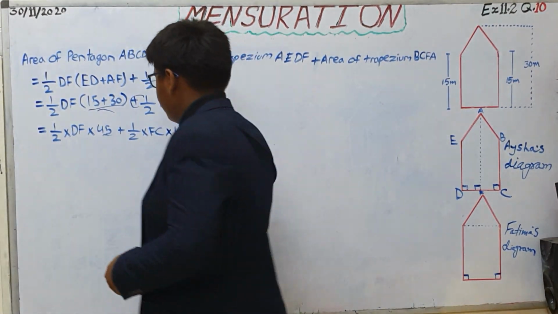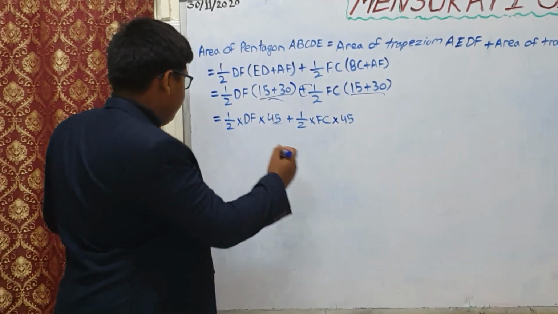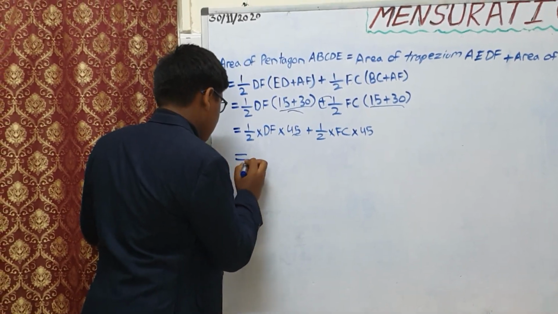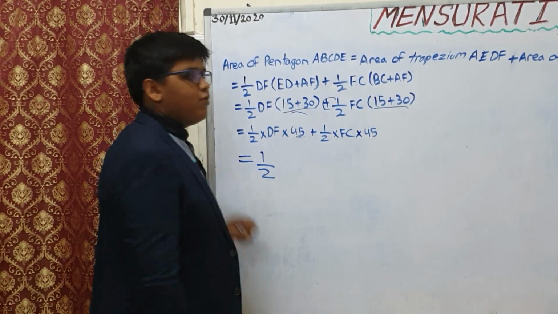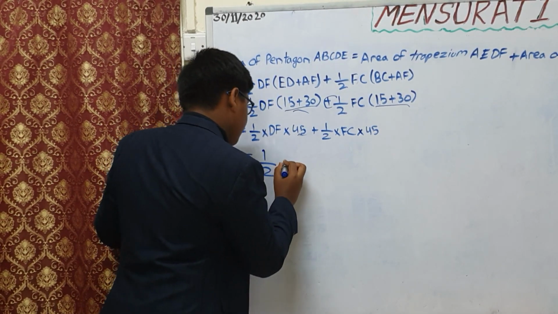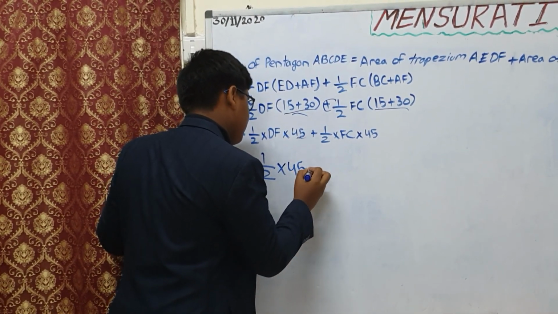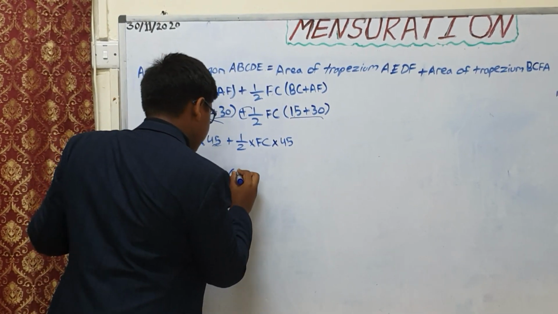Now what we are going to do, we are going to transpose this DF and FC in one bracket and add them both. Now we have two 45s. So what can we do? We have to take only one 45. Now 1/2 into 45 in bracket DF into FC.